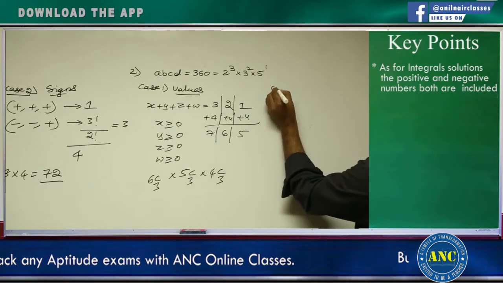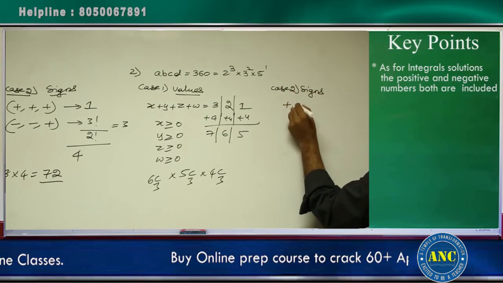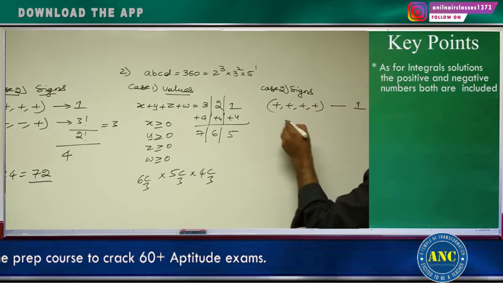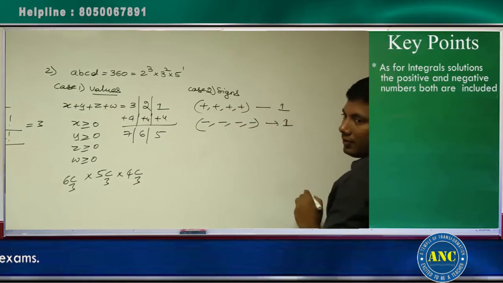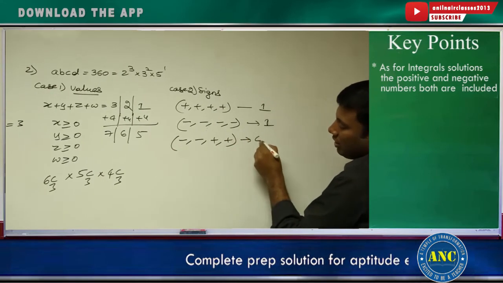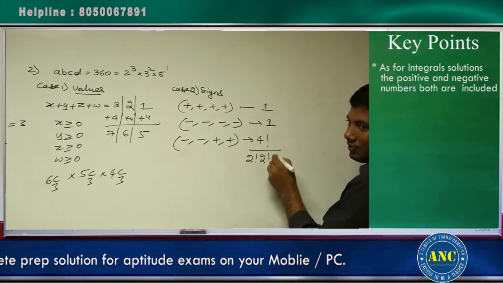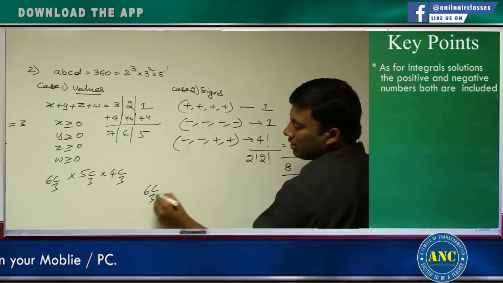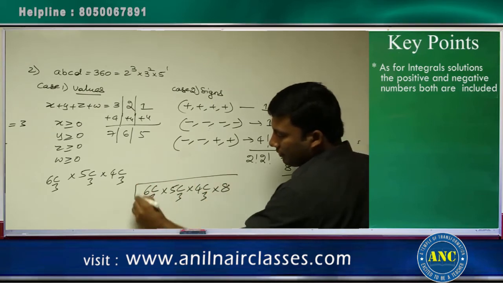Next, how many variables are there? 4 variables. So take the signs. Plus into plus into plus into plus, answer is 1. Negative, negative, negative, negative, answer is also positive. Negative, negative, positive, positive. 4 signs are there. They can arrange among themselves in 4 factorial, divided by 2 negatives and 2 positives, which is 6. Total is 8. Answer is 6C3 into 5C3 into 4C3 into 8.